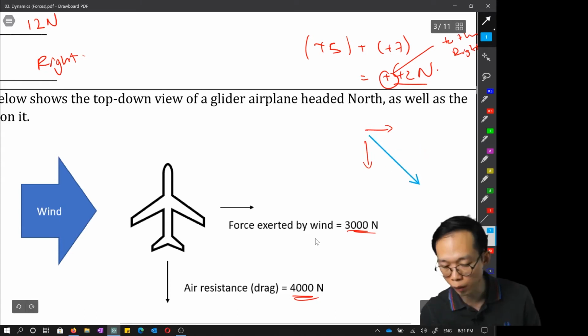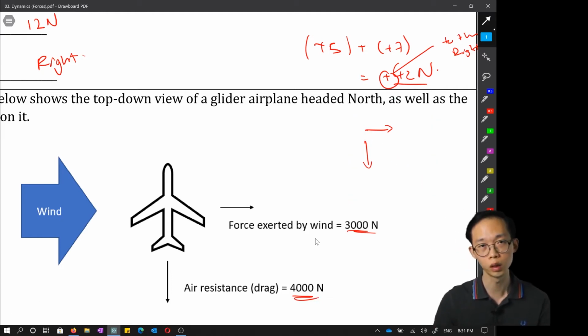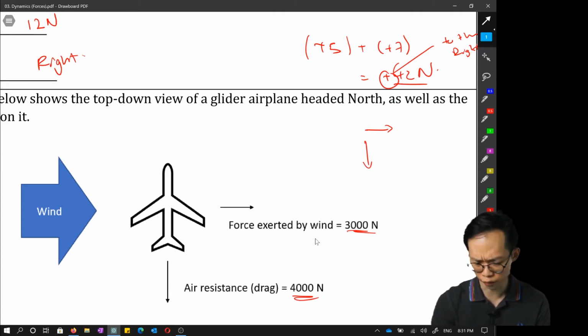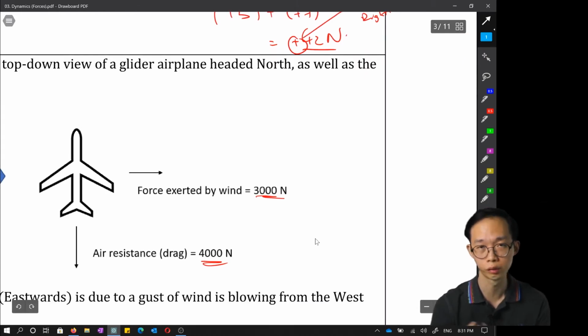And exactly how much? Not so intuitive anymore. Okay, so this is where we have to learn how to do vector addition. Vector addition is actually very simple. What we do is we draw arrows to represent the vectors, in this case the forces.